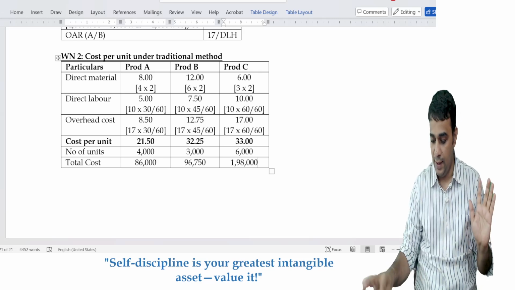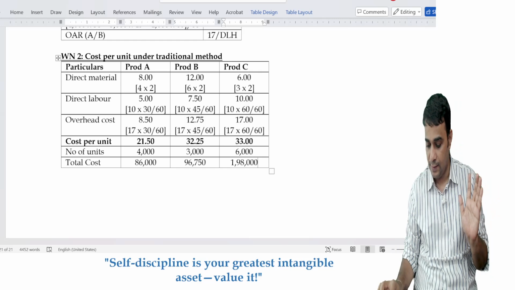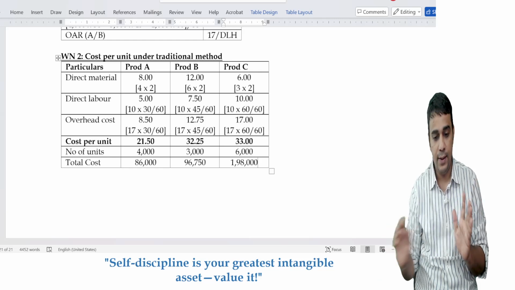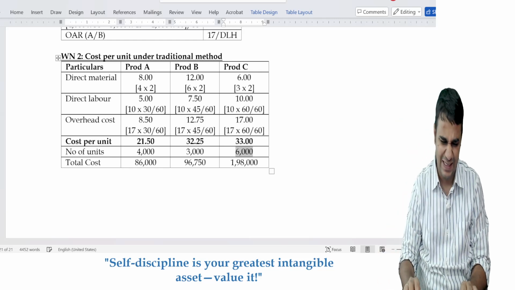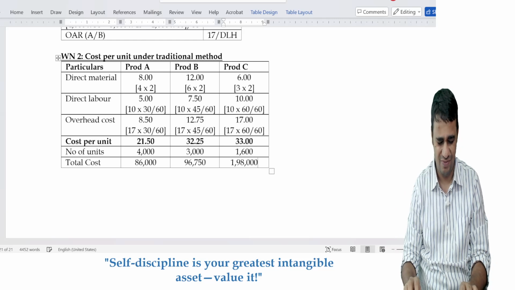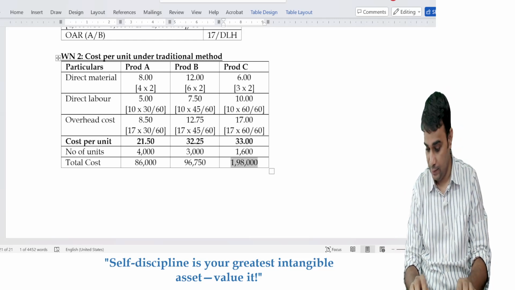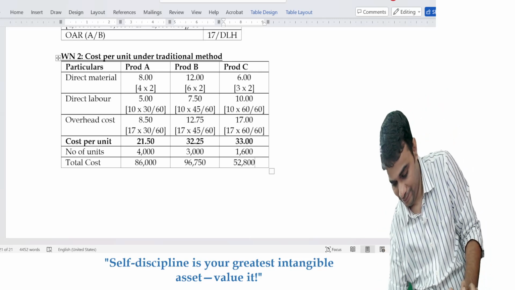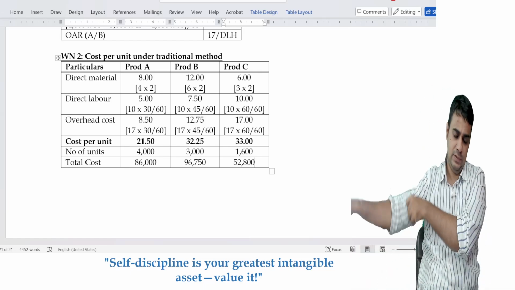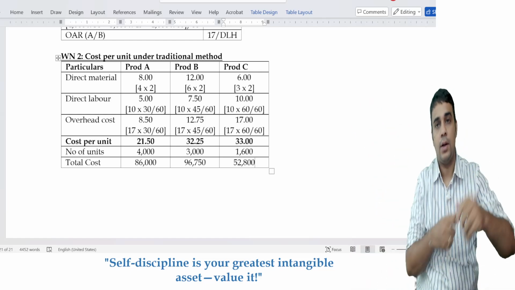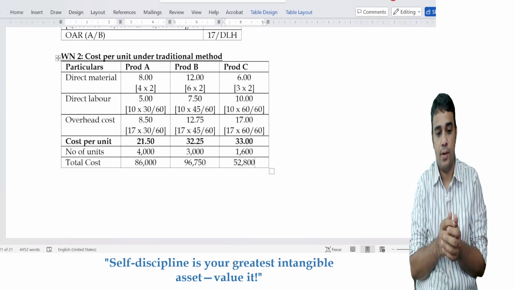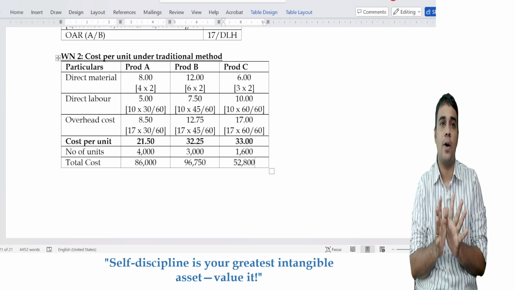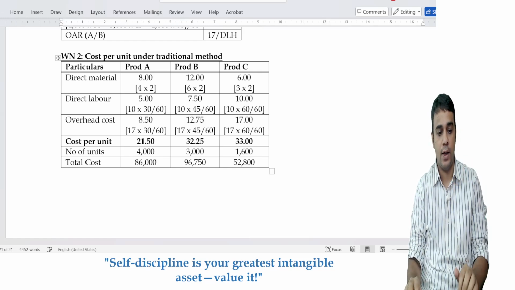This is the traditional method, and the traditional method is done. 1,98,000 for 1,600. Clear? Any doubts on this? Done. This is the traditional method of accounting. Now we'll have to shift to ABC. Working note 3.